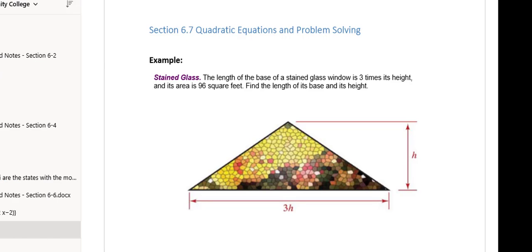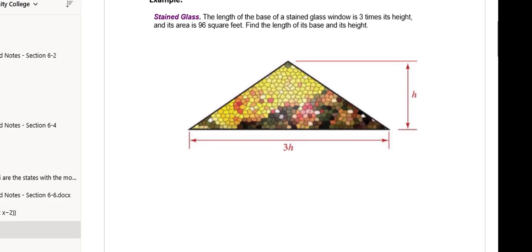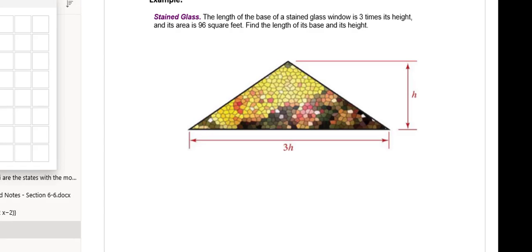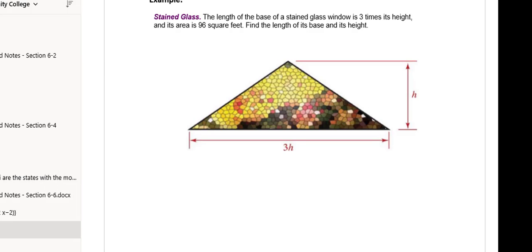Appreciate it. So example 1, it says, stained glass. The length of the base of a stained glass window is 3 times its height, and the area is 96 square feet. Find the length of its base and its height.